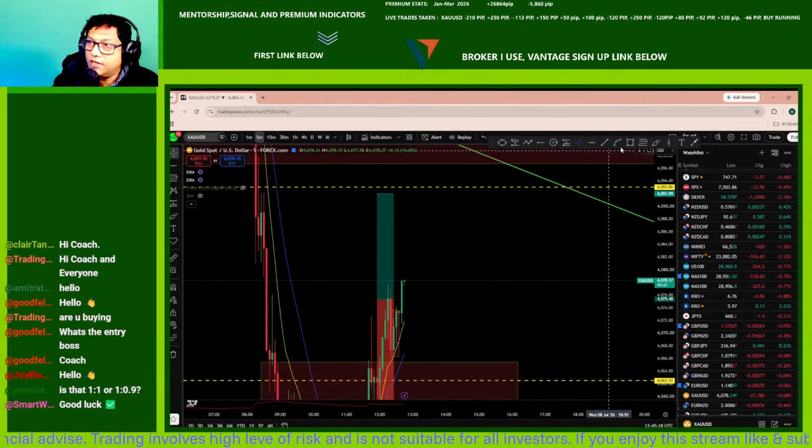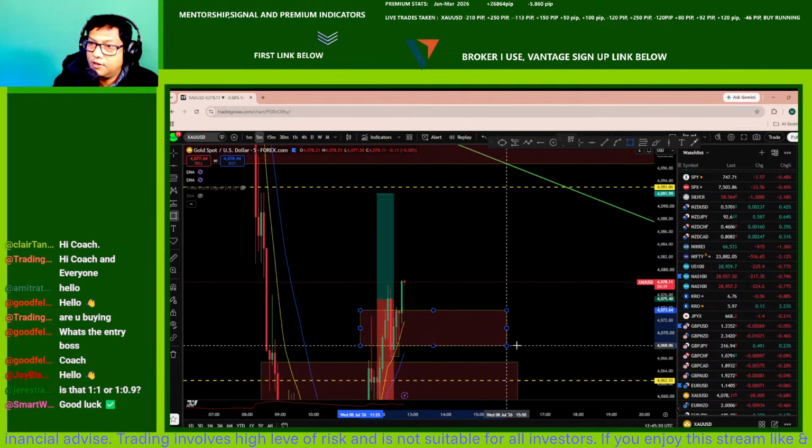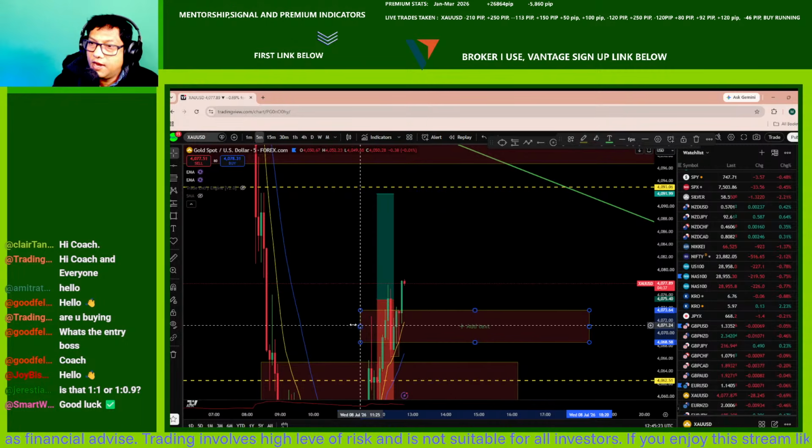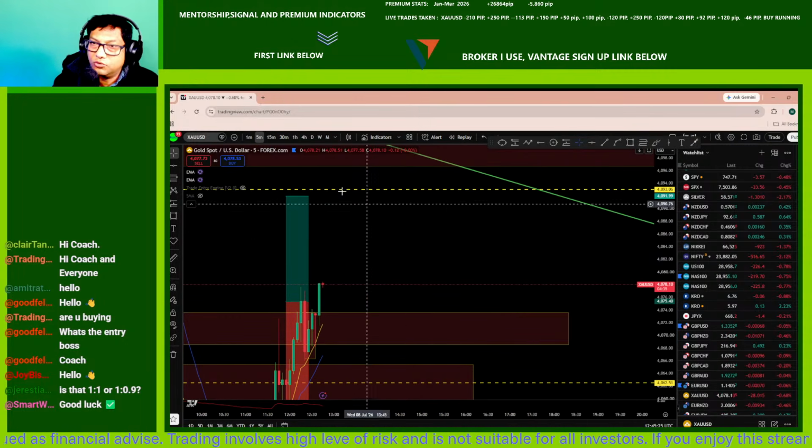So this red candle looks like an order block here. So chances are the market might go back to the upside in this area.